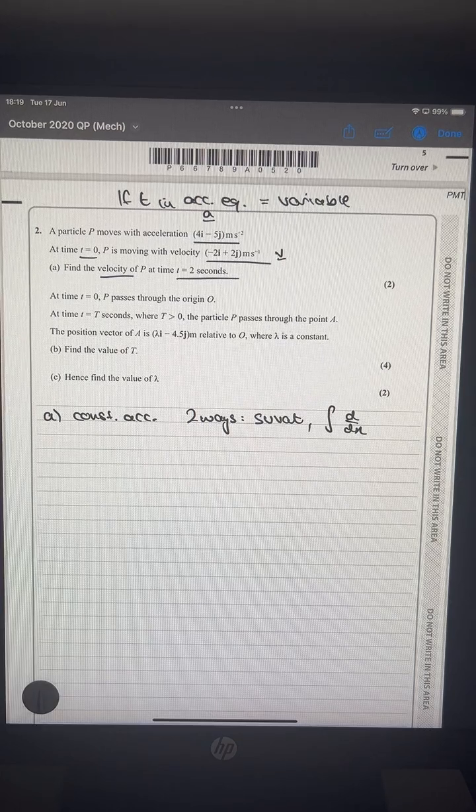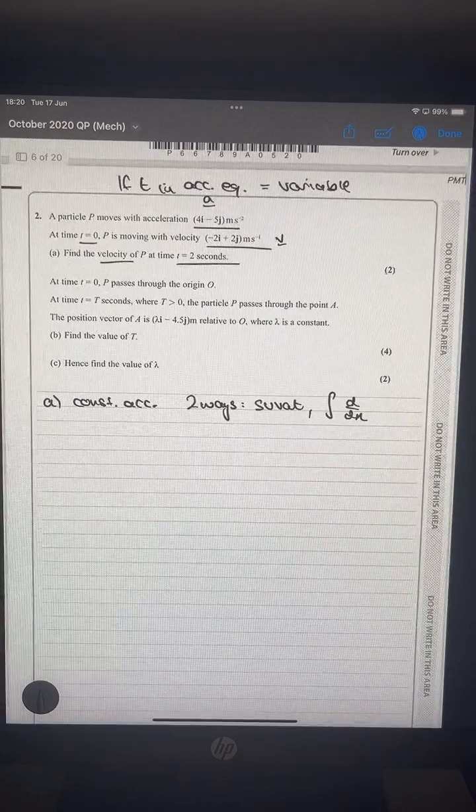So they want me to find the velocity at a certain time. How am I going to find the velocity at a certain time in this question? Does anyone want to let me know how you do that? The right suvat equation is offensive? What does that mean?